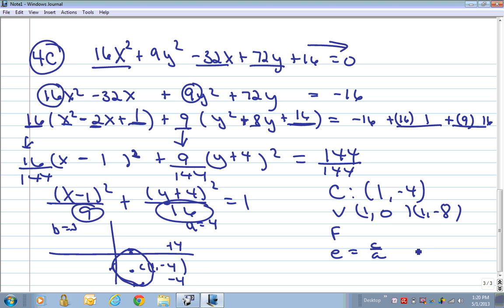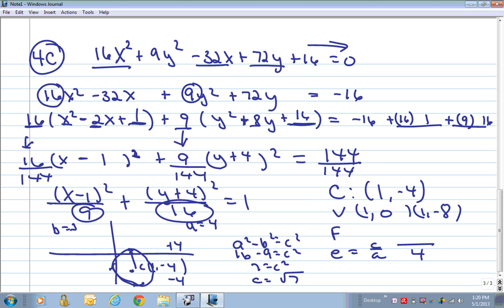All right, so my A value we already determined was 4. I need to find my C value again by A squared minus B squared equals C squared. A squared is 16 minus B squared, which is 9, equals C squared. And so now we have 16 minus 9, which we know to be 7. So 7 equals C squared, or C equals the square root of 7.